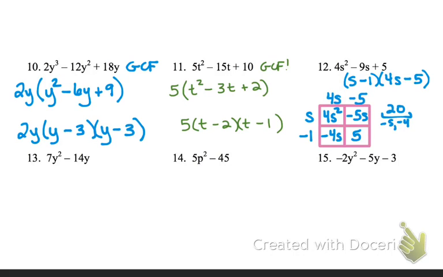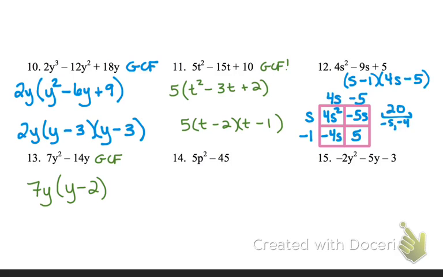Number 13, step 1, GCF. Both terms are divisible by 7, and we can take out a y. So 7y is our GCF. Now we need to get back to the original, so it's going to be y minus 2. Again, you can always check that by redistributing out your GCF. Should always equal the original.